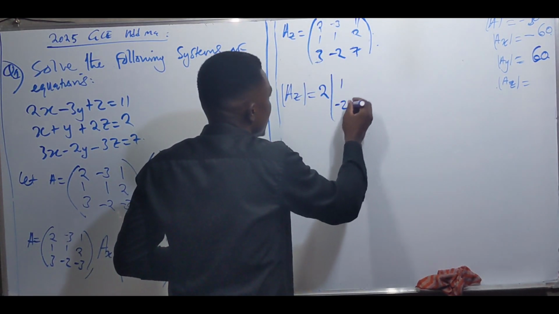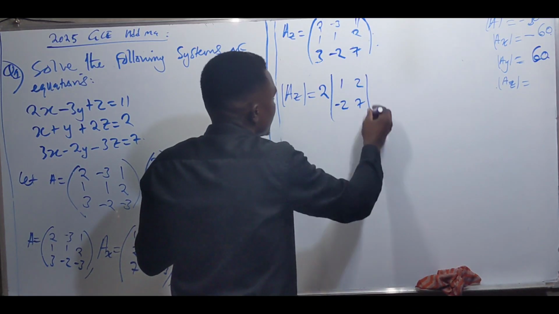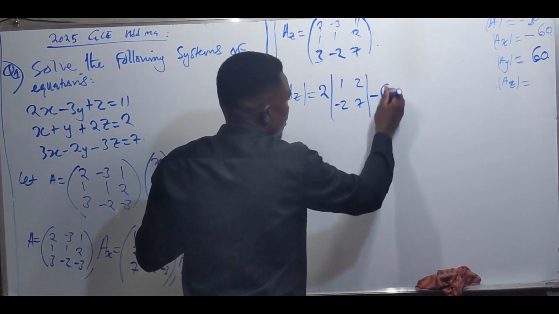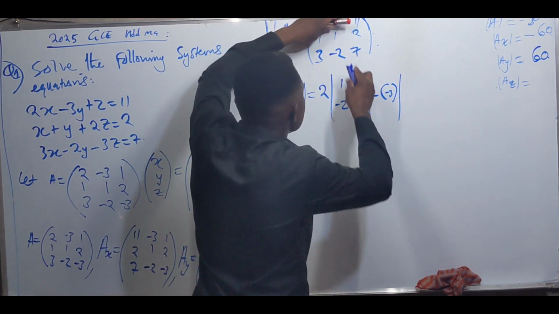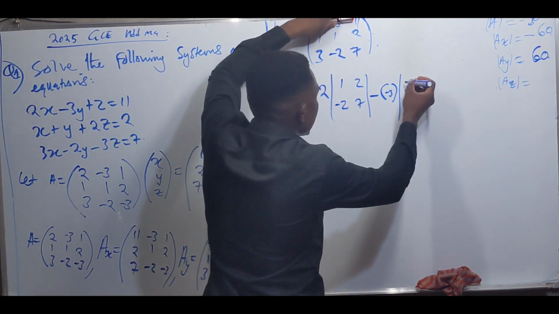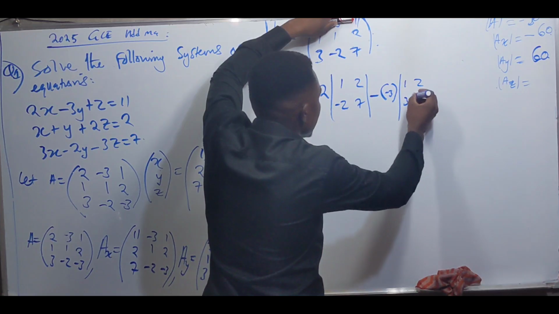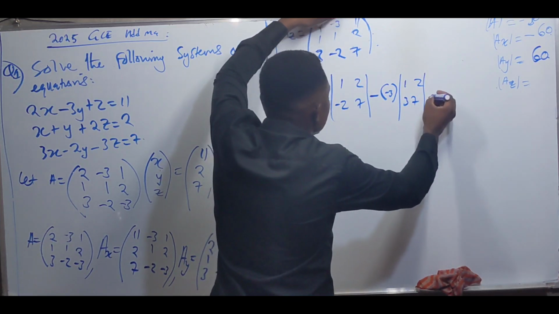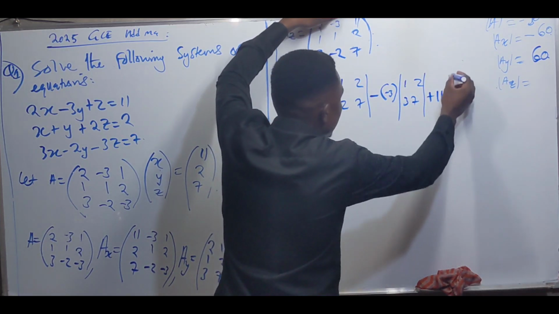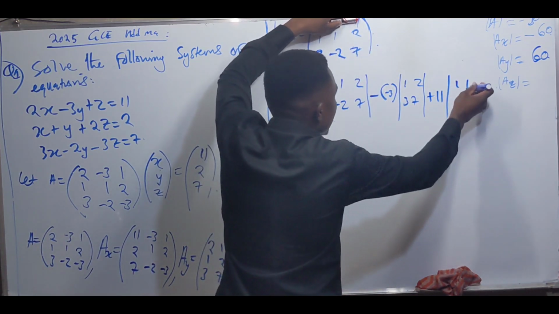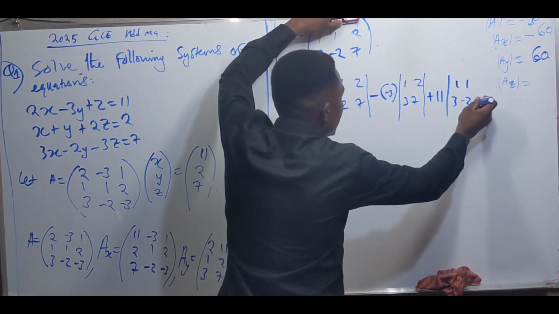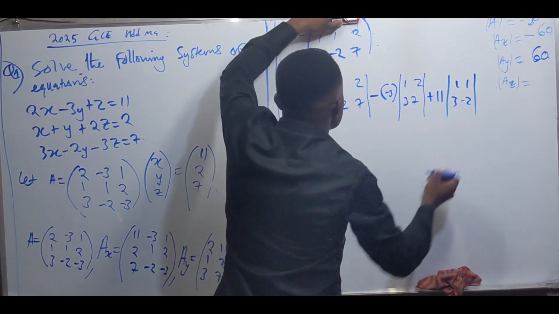1, -2, 2 and 7, minus -3. We delete this. What are we going to remain with? 1, 2, 3, 7, plus 11. The third element is a positive. If we delete this, what are we going to remain with? 1, 1, 3, -2. Correct.